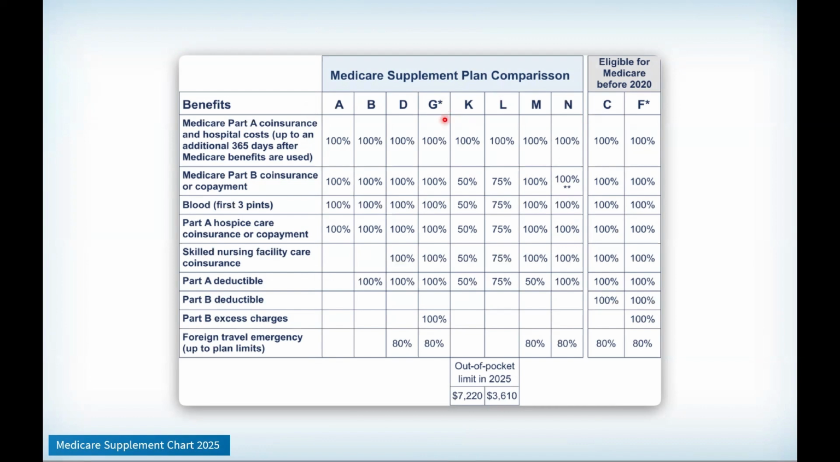You can see if you have a Plan G, then everything is covered 100% that A and B do not cover, except for this Part B deductible. The Part B deductible is this year $257. We have heard that next year it will be $288. So if you have a Medicare Supplement Plan G, which is secondary to your Medicare coverage, then everything is paid for 100% for your medical and doctor needs after you've met your $288 Part B deductible.